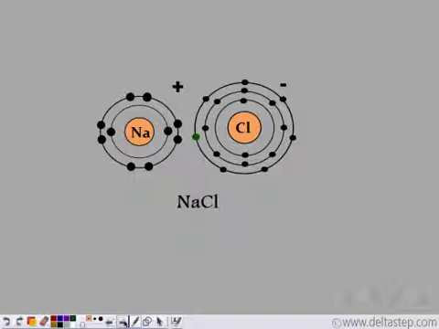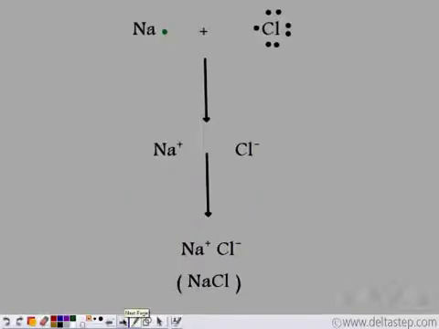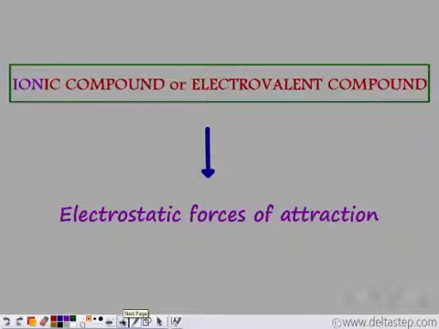This can also be represented by writing the chemical symbol, that is Na. We only show the valence electrons. So sodium has one valence electron, chlorine has 7 valence electrons. So now in order to become stable, sodium gives the one extra electron to chlorine. So it becomes Na+, chlorine becomes Cl-. So we can either write it as Na+ Cl- or NaCl. And this type of compound is known as an ionic or electrovalent compound.